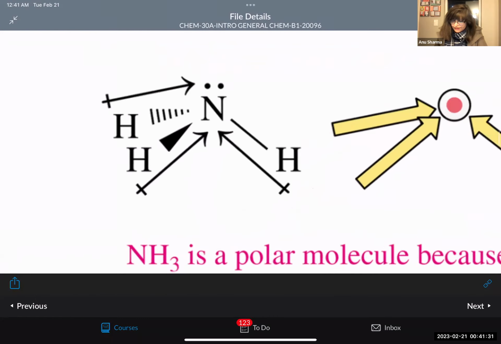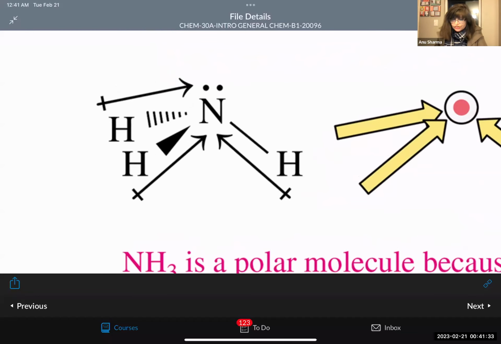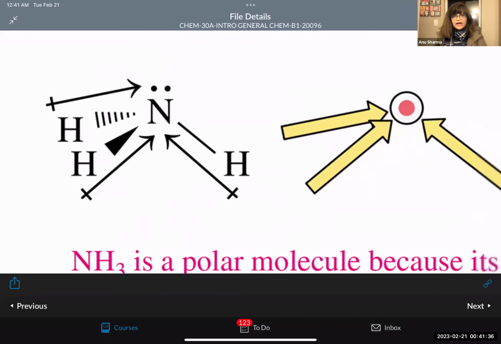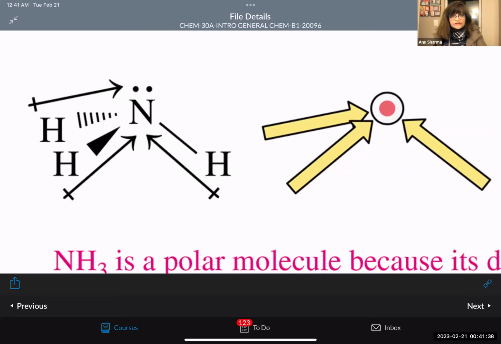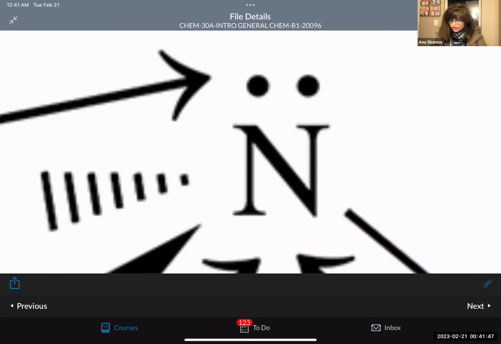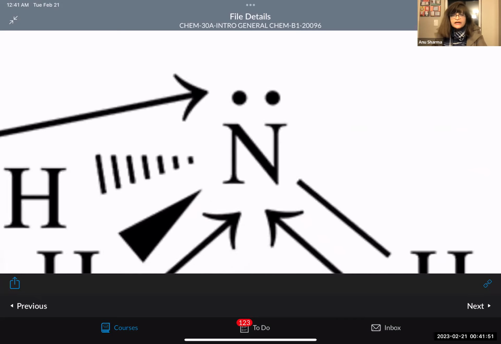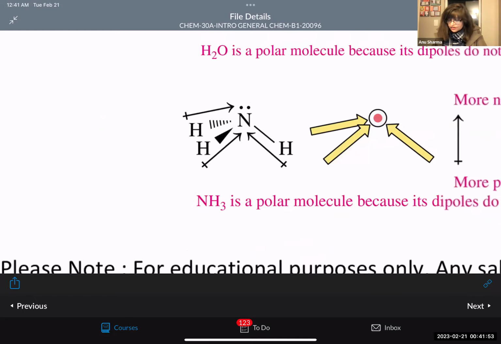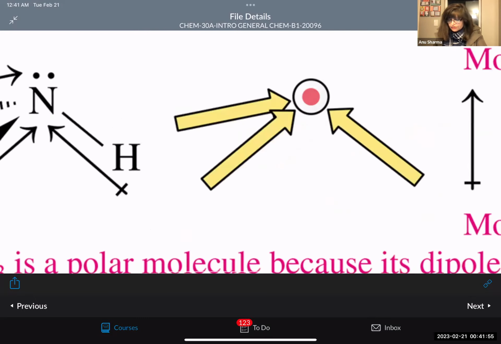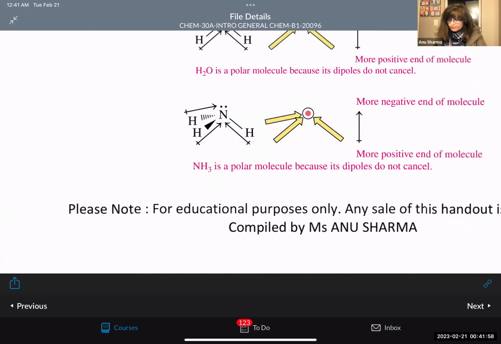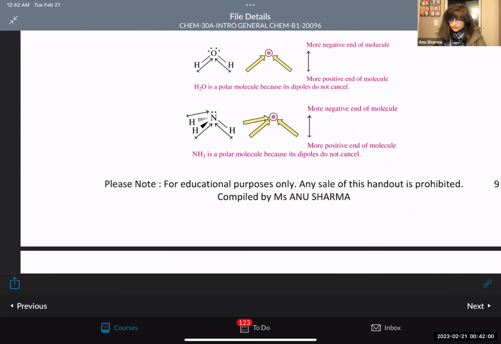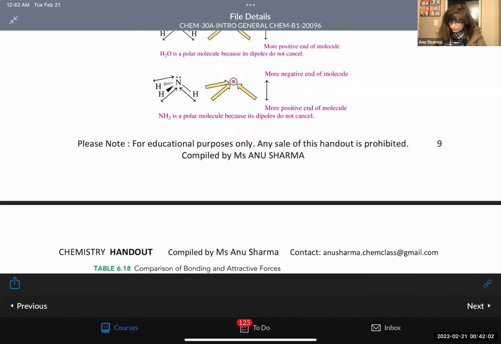The same is the case with ammonia, NH3. So what is happening with ammonia? Ammonia also has a lone pair on the central atom. The nitrogen-hydrogen individual bonds are polar, and we would expect them to cancel each other out. But there is a lone pair on the central atom, electrons that are negatively charged in the center, and it's unsymmetrical. So that causes it to be polar. The more negative end is towards that side. So that's a polar molecule.